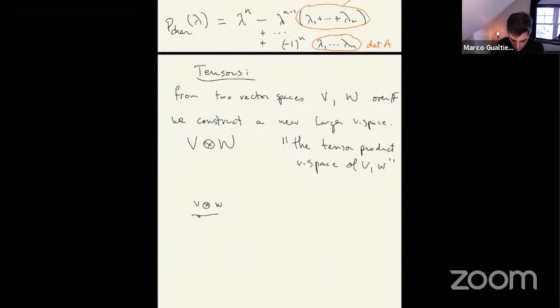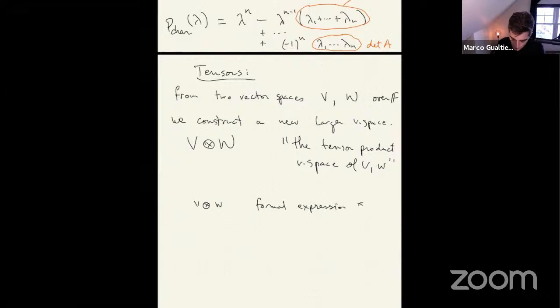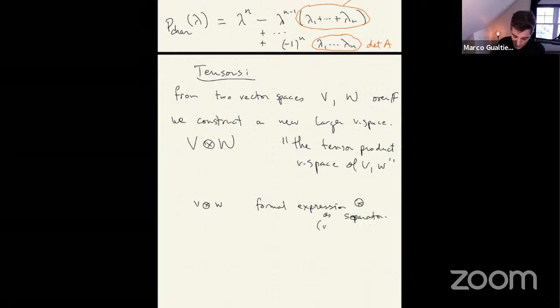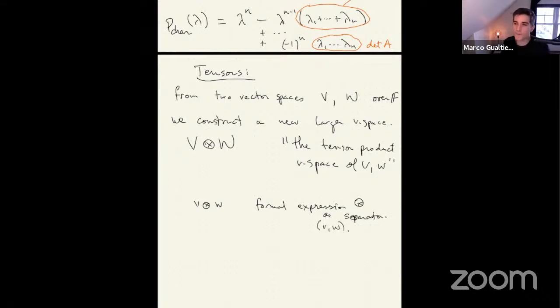So, this is a formal expression with the tensor product as separator. Okay, you could think of it as an ordered pair, (V, W), if you wanted. Okay, but the key thing is just what I want.